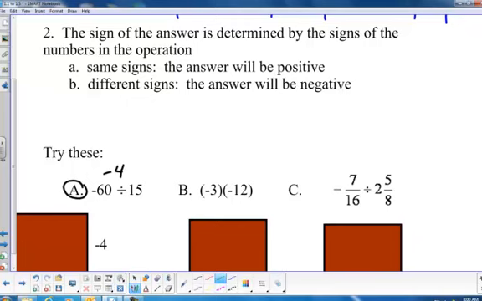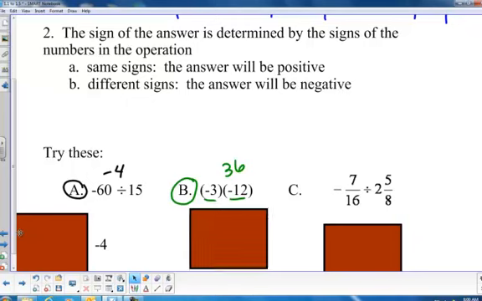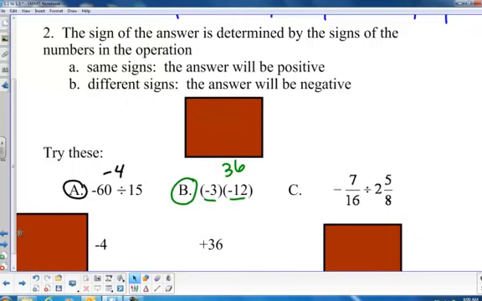This time, try letter B. When you multiply two negatives, two numbers next to each other means multiply, you get a positive, so that should be positive 36. And go ahead and try letter C.